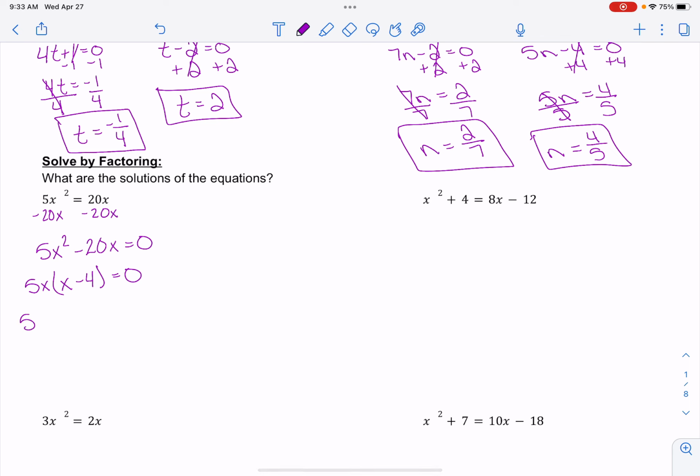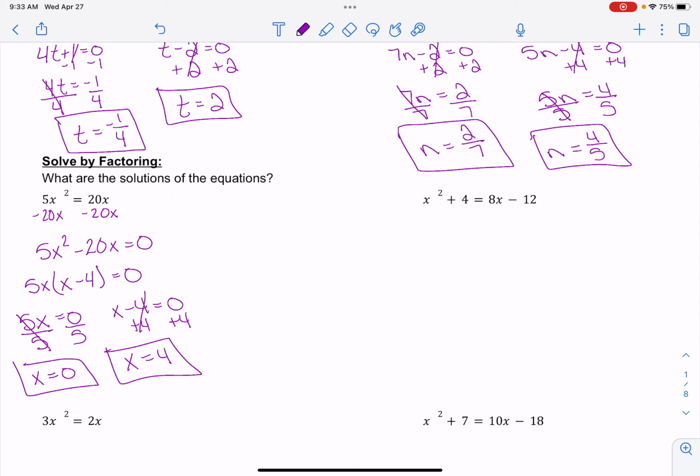So now we take each of those factored pieces and set them equal to 0. 5x equals 0, we divide both sides by 5. 0 divided by 5 is just 0. And x minus 4, we add 4 to both sides to get x equals 4.